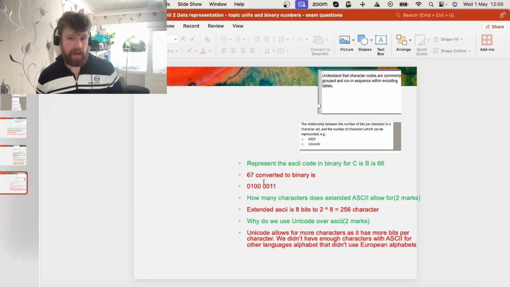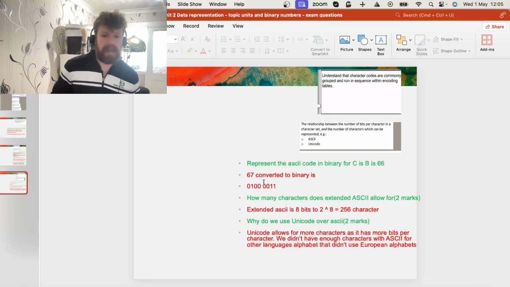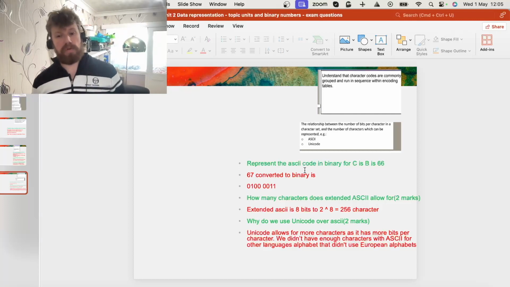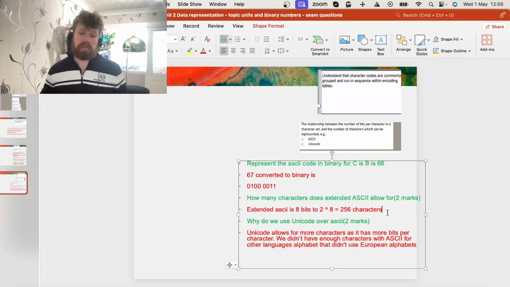Here, I've put how many characters does extended ASCII allow for. Just to go in a little bit more detail about this, what they might ask you to do is say how many characters this does. So the way that you do it is you do 2 to the power 8, which allows you for 256 characters. If you find that a bit confusing, just remember 2 to the power of the number of bits, and that will give you the number of possibilities available to you.